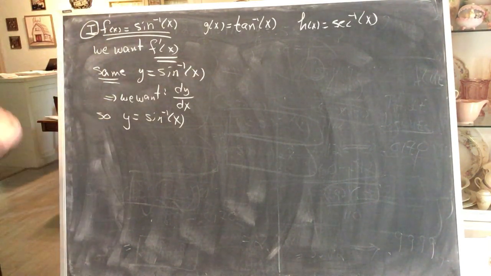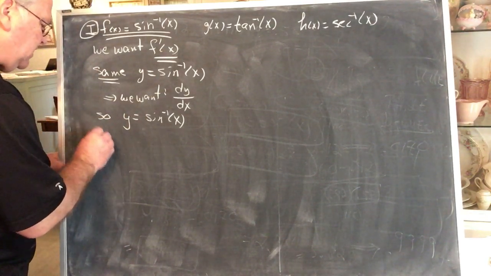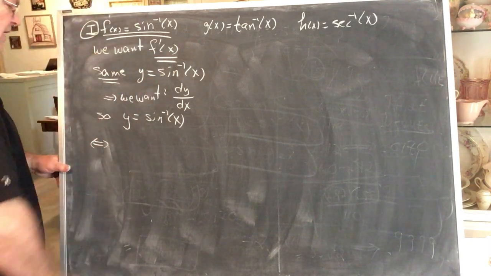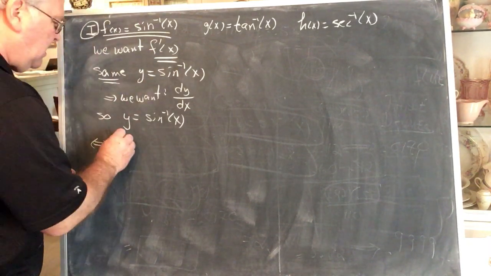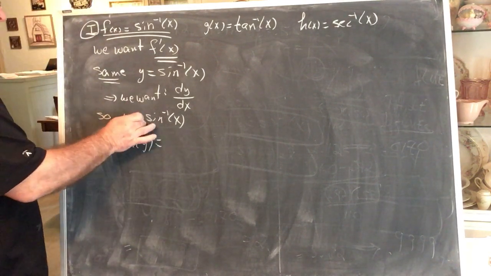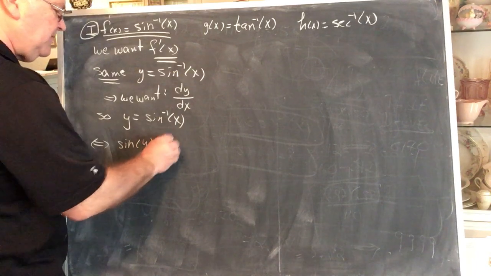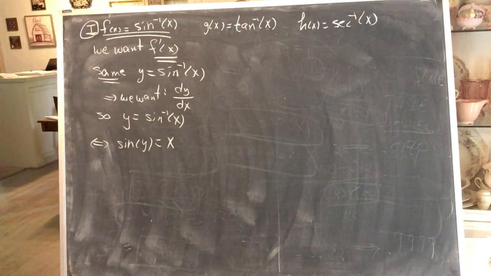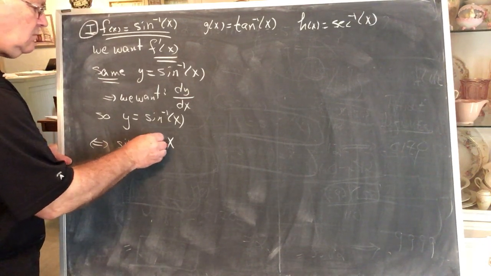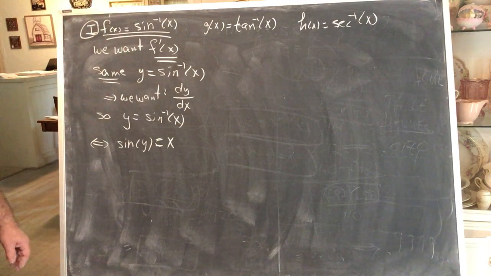So the next piece is to show you where this comes from. Remember that this is equivalent, in the scenarios we're talking about with appropriate restrictions, to sine of y is equal to sine of sine inverse of x, but sine of sine inverse of x is x, if these are appropriately defined inverse functions.